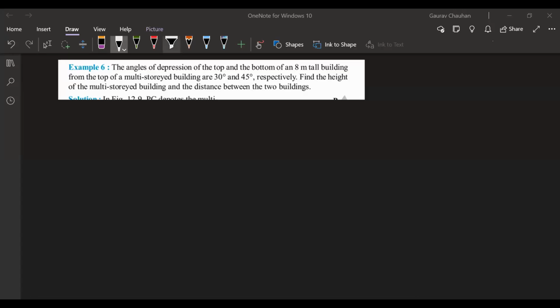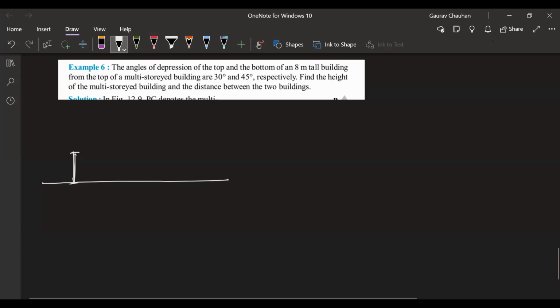Angles of depression of the top and bottom of an 8-meter tall building. So there is an 8-meter tall building, which means draw a vertical line, 8 meters tall. And this is the ground. The angles of depression of the top and bottom of an 8-meter tall building.